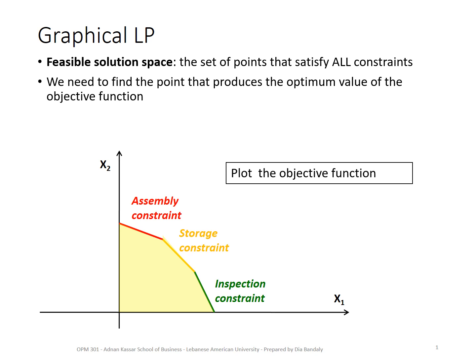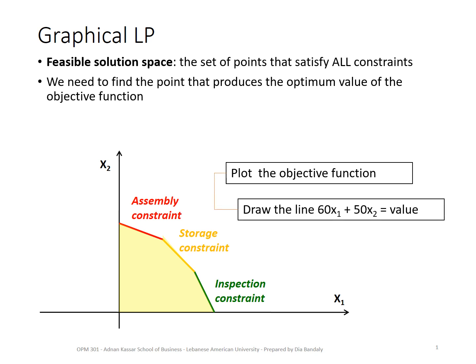But the objective function says max 60x1 plus 50x2. How can you plot this one? Remember that 60x1 plus 50x2 will give us a profit. So it will give us a value. That's why we know that this will result in a certain value.